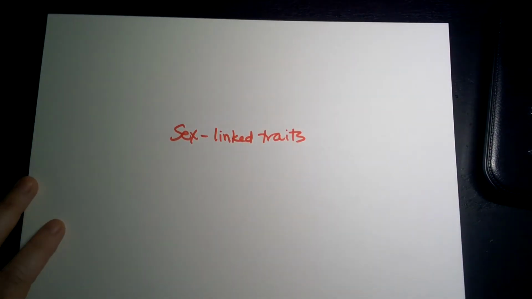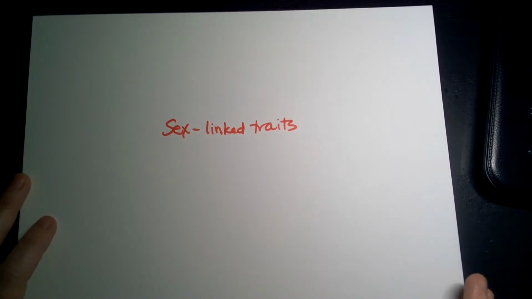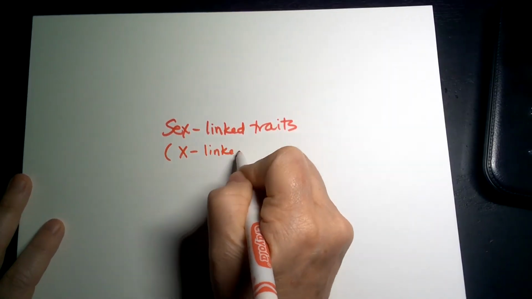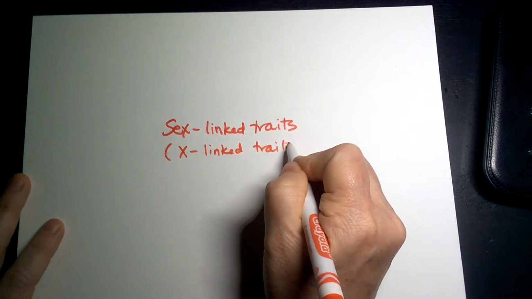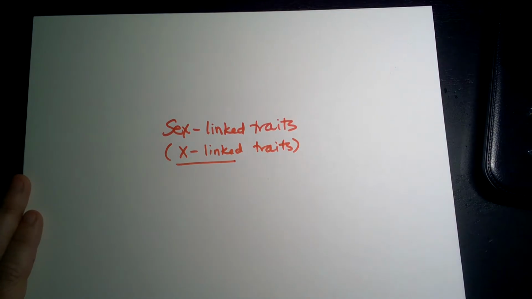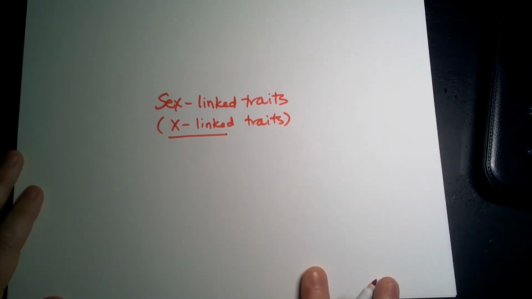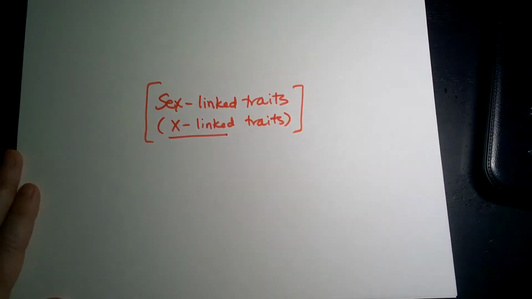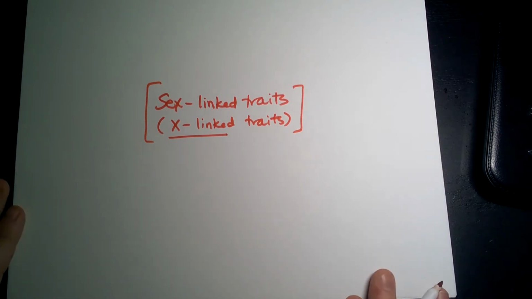All right, so this video is going to be about sex-linked traits, and a synonym for them is X-linked traits. And that's a very good name for them because they are actually traits that are on the X chromosome. So, when we are doing sex-linked traits, we have to use kind of a different set of genotype labeling system.